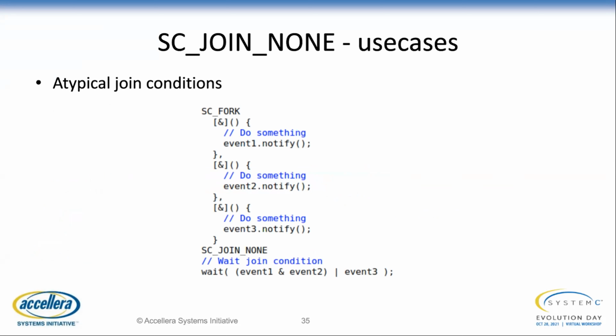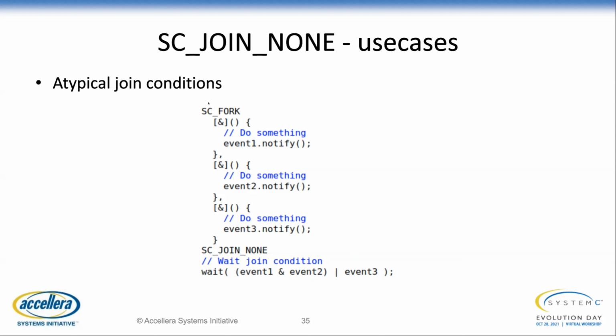Okay. For join none, the most obvious use case, you just want to spawn a thread and not care about it, but another interesting use case would be atypical join conditions. That means you spawn multiple threads, you want to have a join condition on them, but not the ones that I've presented before. You don't want to do a join, a join any or a join first. You want to do something else more elaborate, more sophisticated.